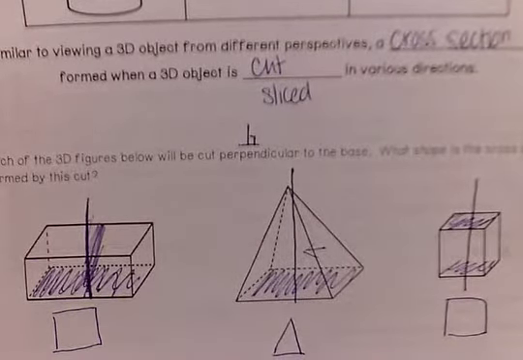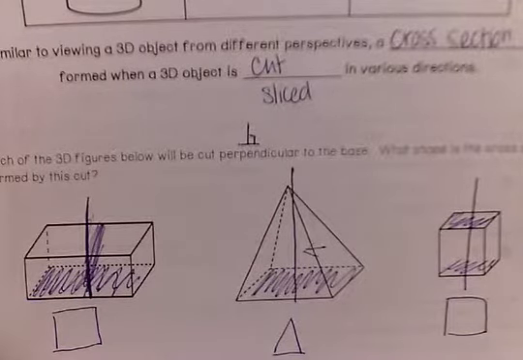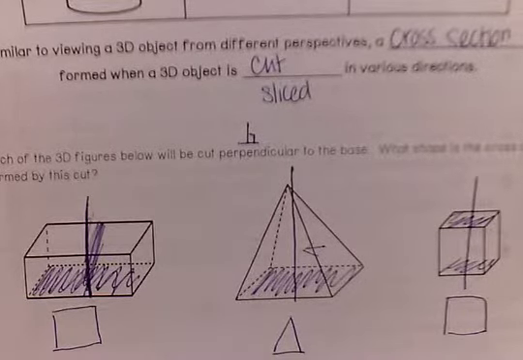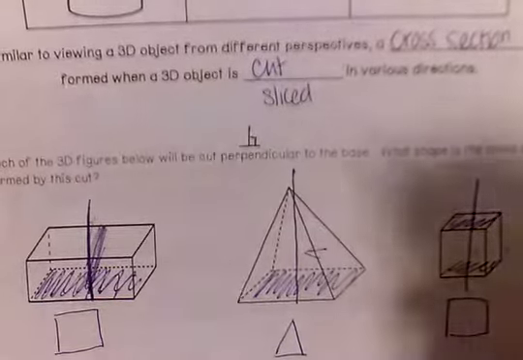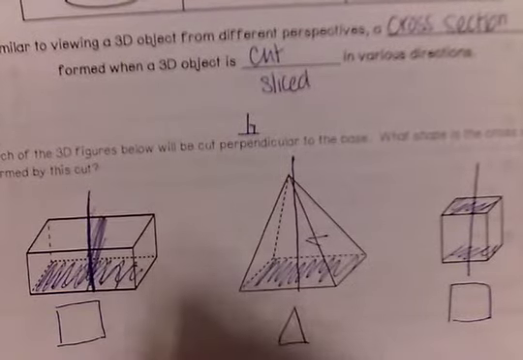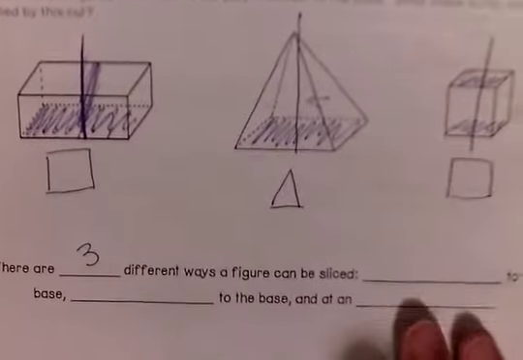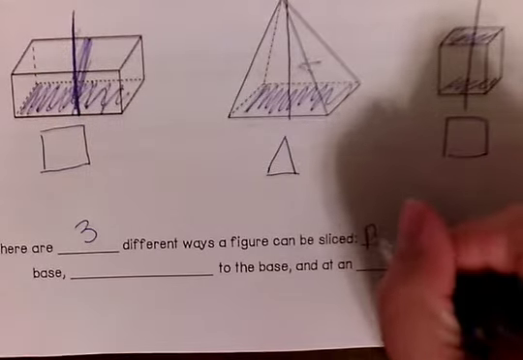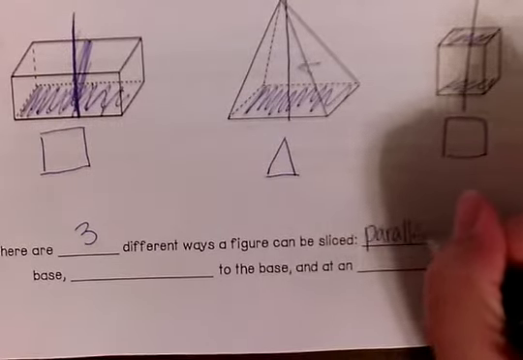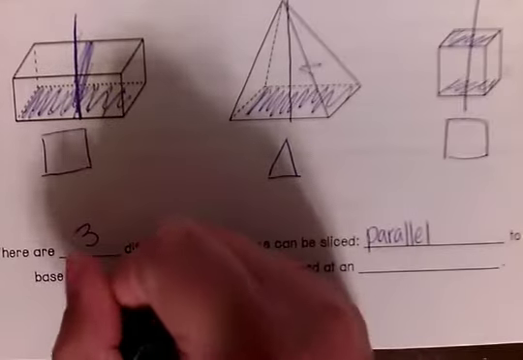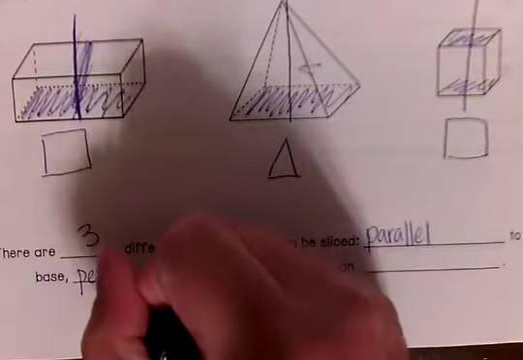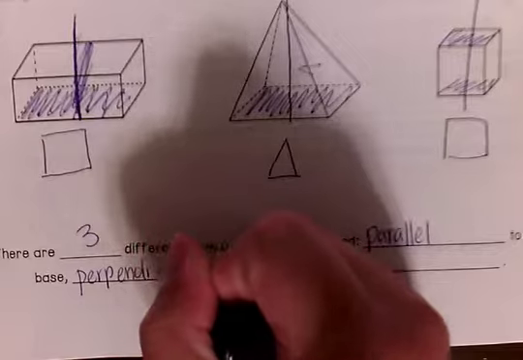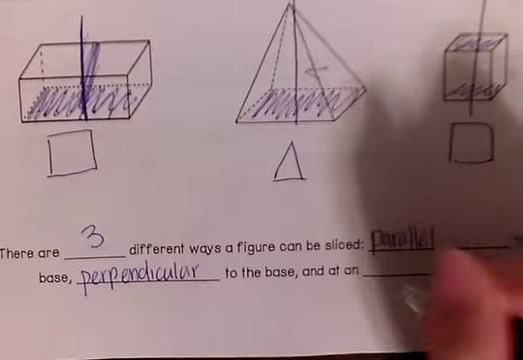Now, there are 3 different ways a figure can be sliced. It can be sliced parallel to the base, perpendicular, or at an angle.